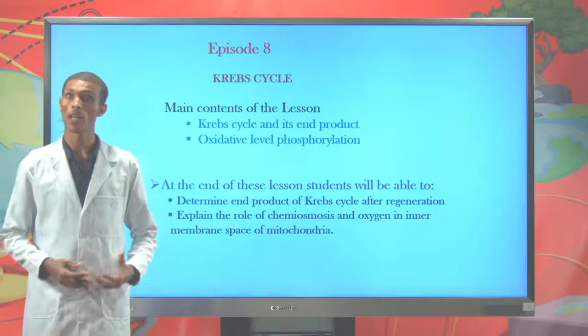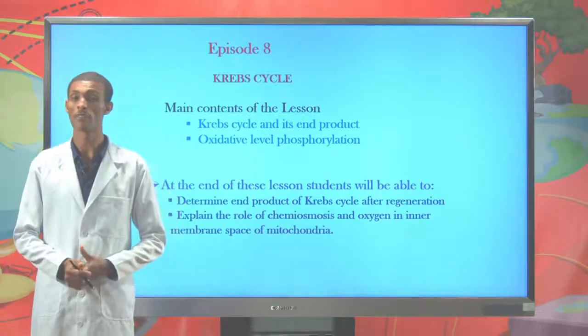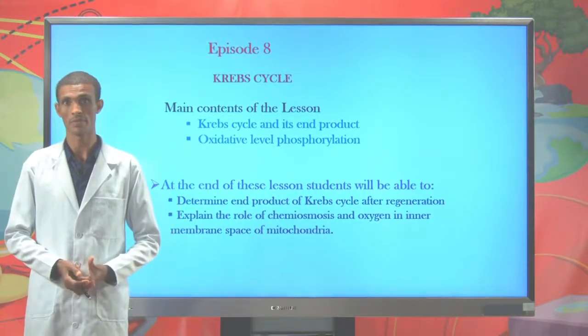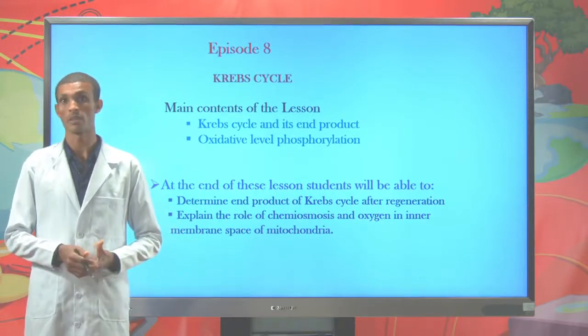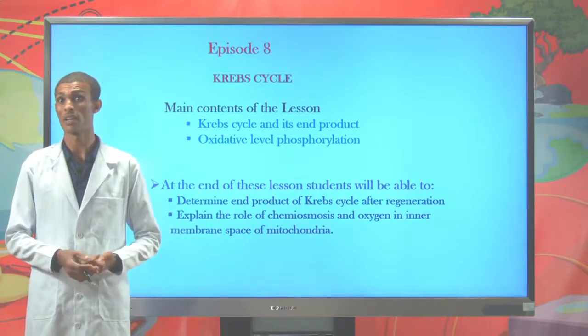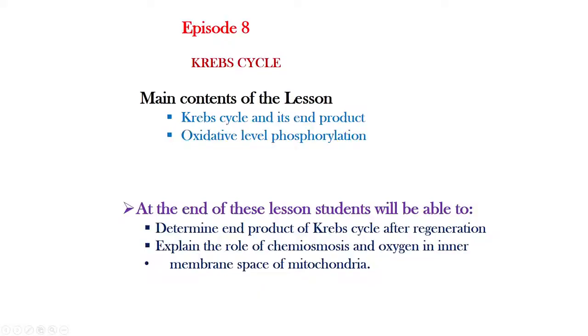Student, in our last lesson, we have seen some stages of respiration, glycolysis, and then link reaction. In this lesson, we are going to see Krebs cycle and its end product, and again oxidative level phosphorylation.